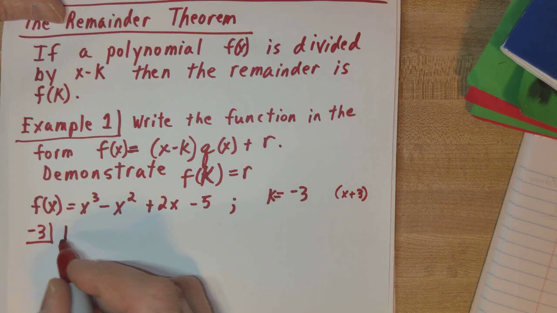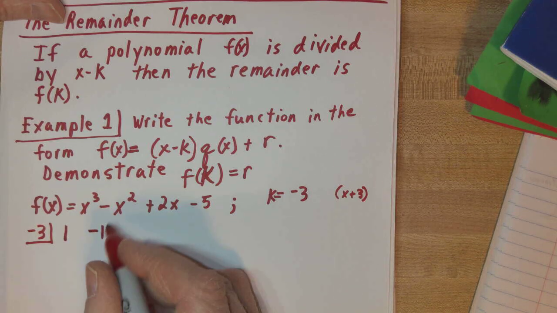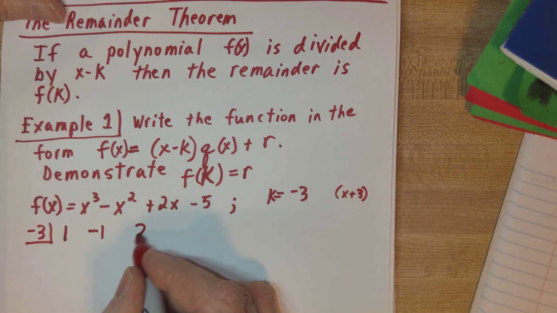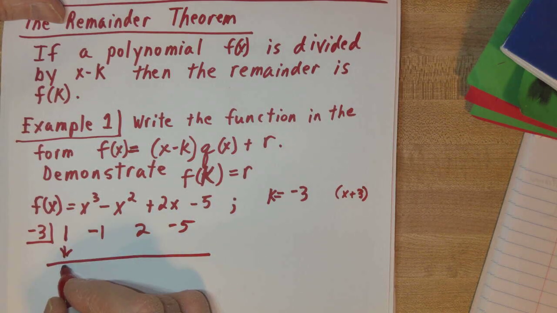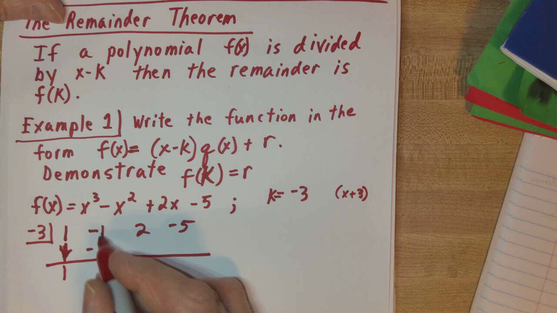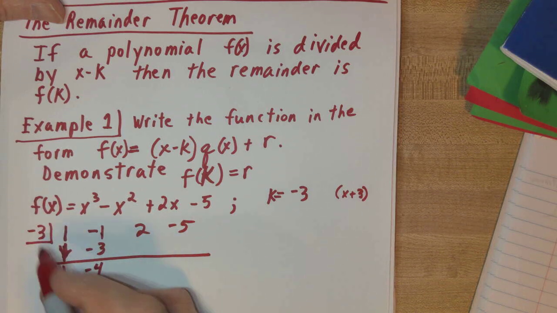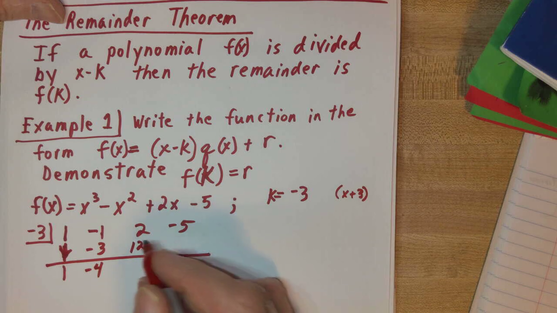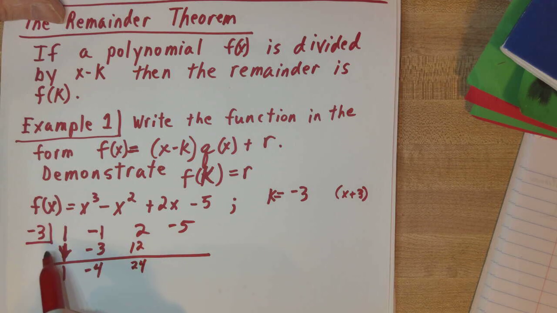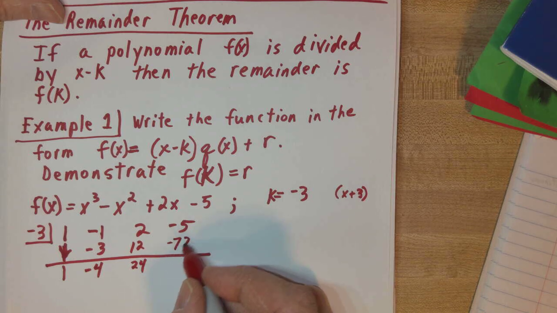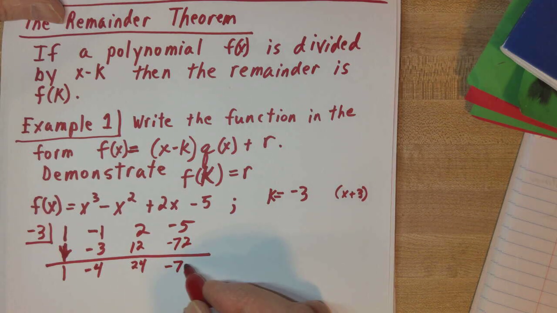And I've got 1, negative 1, coefficients here, 2, and then the constant's negative 5. And I'm going to bring down that 1. Negative 3 times 1 is negative 3. Negative 1 plus negative 3 is negative 4. Negative 3 times negative 4 is 12. 2 times 12 is 24. Negative 3 times 24 is negative 72. Negative 5 and 72 is negative 77, which is my remainder.